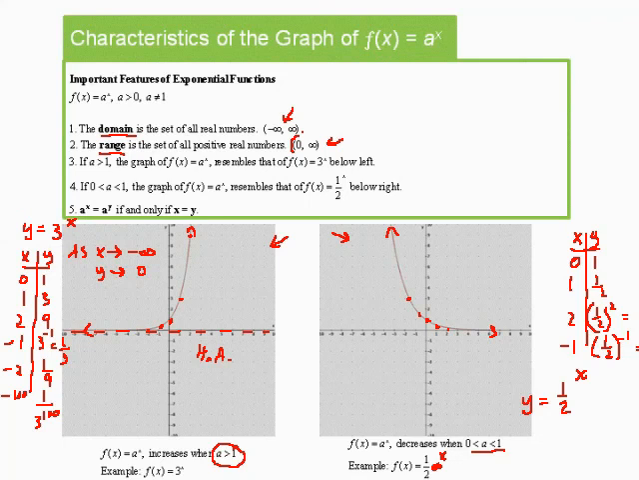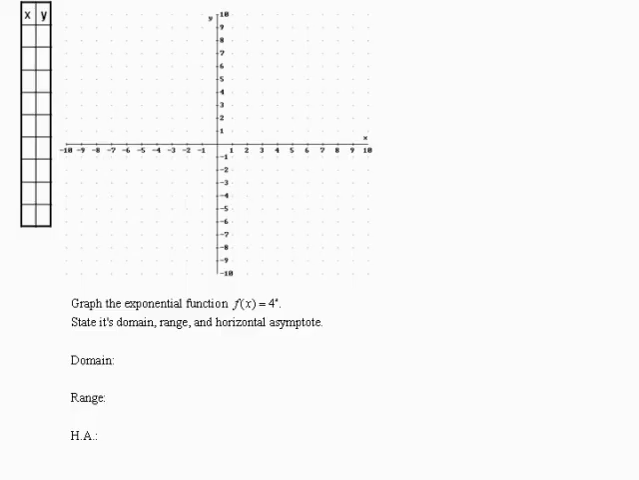When a is greater than 1, the graph looks like the left graph. When it's between 0 and 1, it looks like the right graph. And this fifth rule, when we solve exponential equations, we're going to come back to. A to the x equals a to the y if and only if x equals y. That's how we'll finish up this video.